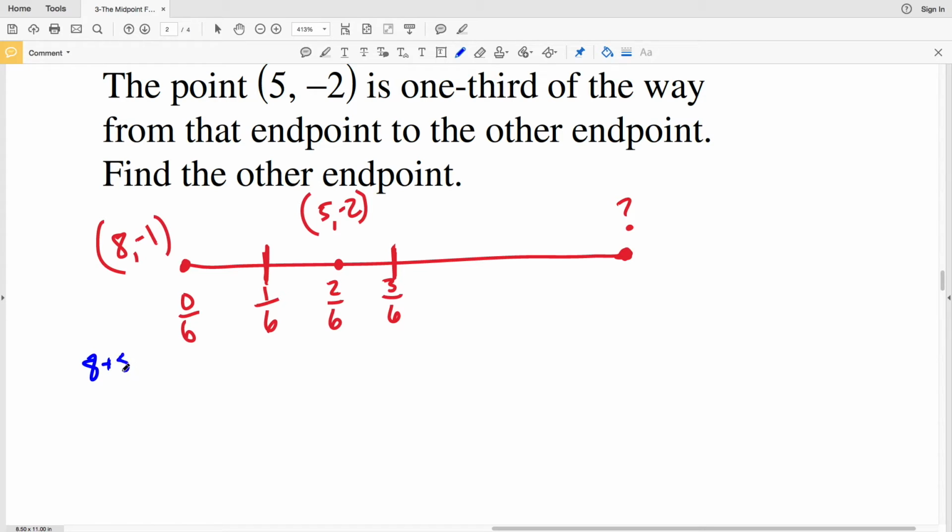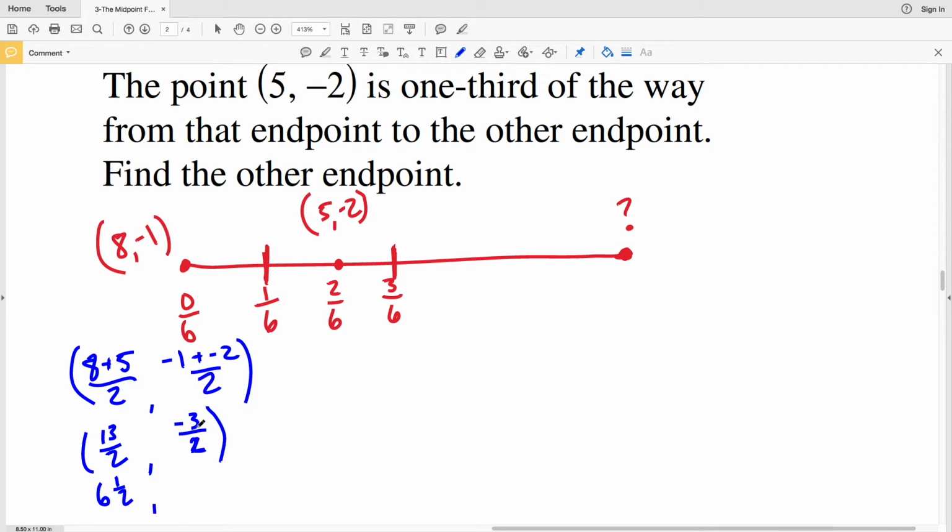So I have 8 plus 5 divided by 2, and then negative 1 plus negative 2 divided by 2. 8 plus 5 is 13, so I'll have 13 divided by 2. Negative 1 plus negative 2 is negative 3, and I'm dividing that by 2. So 13 halves we can rewrite as 6 1/2, and then negative 3 halves we can rewrite as negative 1 1/2. So this point is now 6 1/2 and negative 1 1/2.